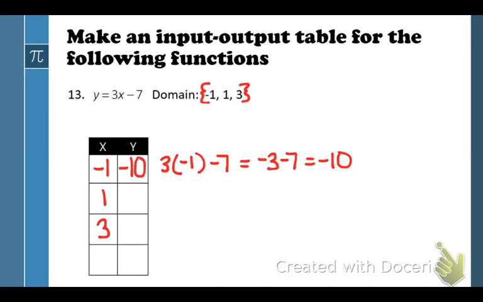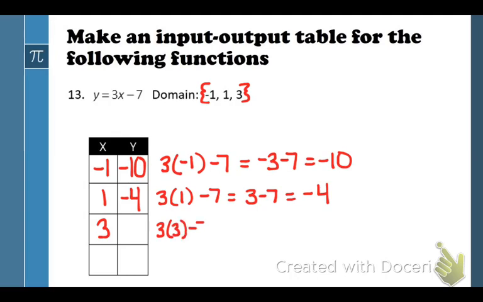Plug in 1 every time I see an X. So I have 3 times 1 minus 7. That's 3 minus 7, which is -4. And then we have to plug in 3. 3 times 3 minus 7. I know 3 times 3 is 9. 9 minus 7 is 2. So there's my input-output table.